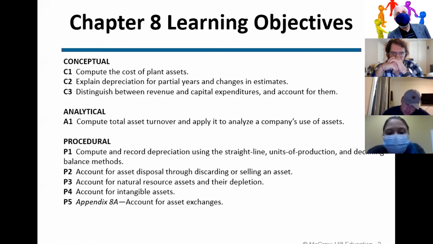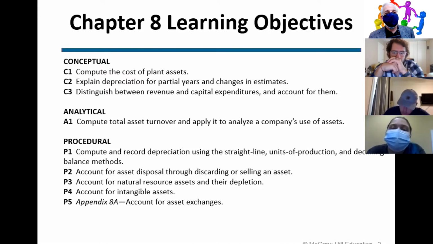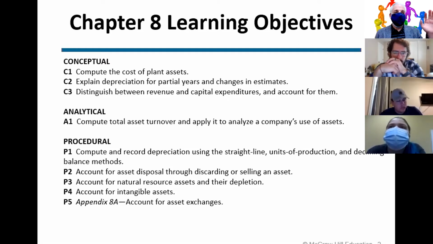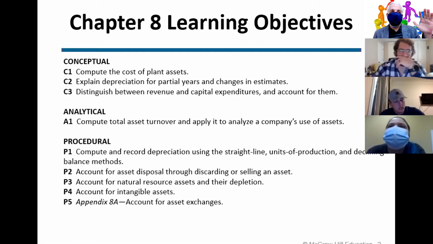So, computing the cost of plant assets, we'll talk about. Partial year depreciation. Now, if we buy something July 1, we have a 12/31 year end, and we only have the asset for 6 months, you might want to take a full year's depreciation, but you can't. Now you say, but I bought December 1st. I'm going to take a month's depreciation. Or I bought it January 31 or February 1. I'm going to take 11 months. Yes, you can do that.